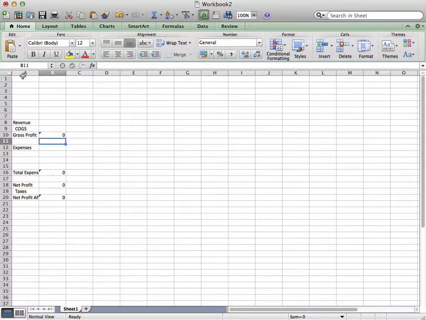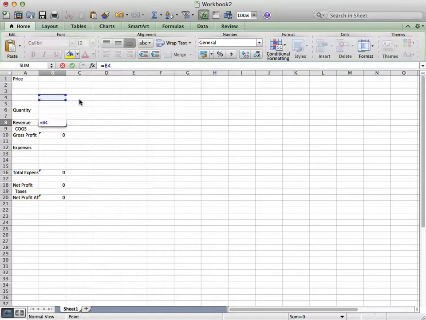Now there's one other thing that I know. I know that there's going to be a price, and I know that there's going to be a quantity, and I know that revenue is going to be in some fashion equal to price times quantity.